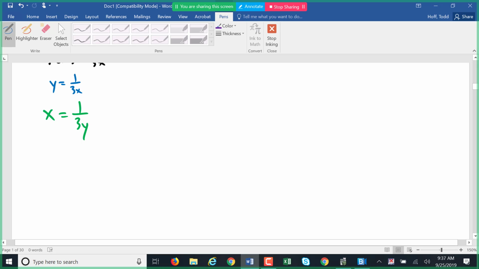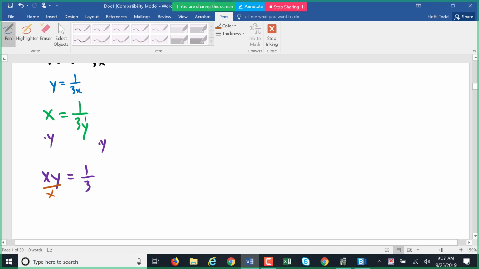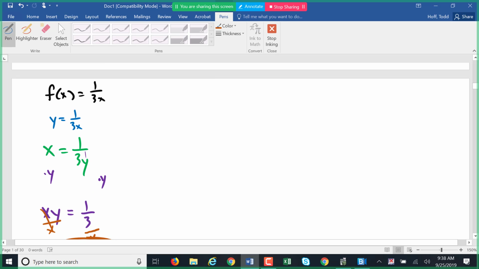To do that, I need to get Y off the bottom of the fraction. So I'm going to multiply both sides by Y. So I have XY equals 1 over 3. And then I'll divide by X. Y equals 1 over 3X. This is what we call a self-inverting function. F of X is 1 over 3X. F inverse of X is also 1 over 3X.